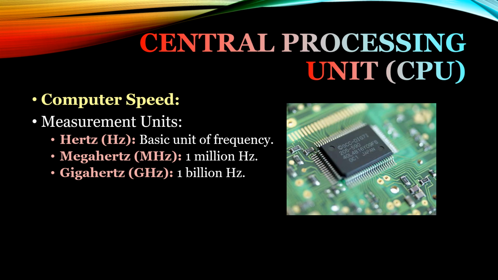Computer speed refers to how fast a computer can process tasks. The clock speed of a computer is measured in hertz, and its speed is often described in megahertz or gigahertz. A higher clock speed means the computer can perform more instructions per second, making it faster.